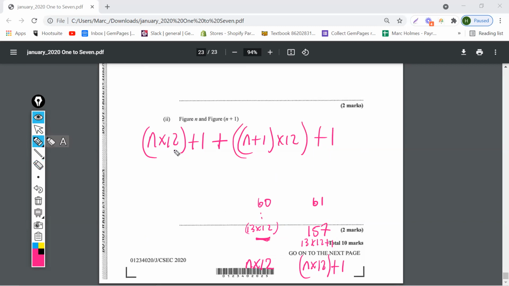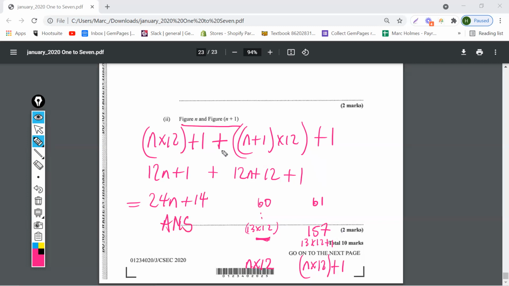And if we multiply this out, we're going to get 12n plus 1. And then this is going to give us 12 plus 12n. Well, now let me make more space with it. 12n plus 1 plus 12n, 12 times n, plus 12 plus 1. And if we add all of these now, we're going to end up with 12n plus 12n, which is 24n. 1 plus 12 plus 1 is plus 14. So this is the answer for figure n and figure n plus 1. Cool.